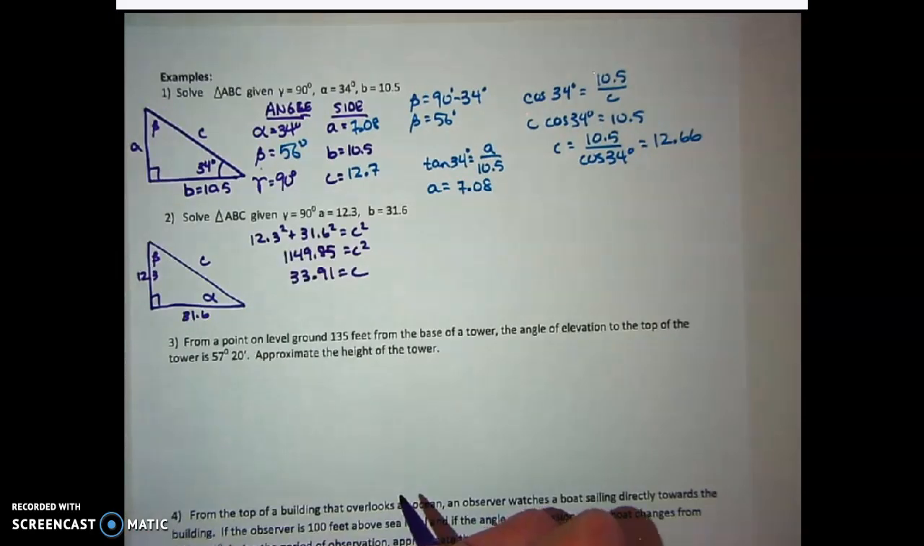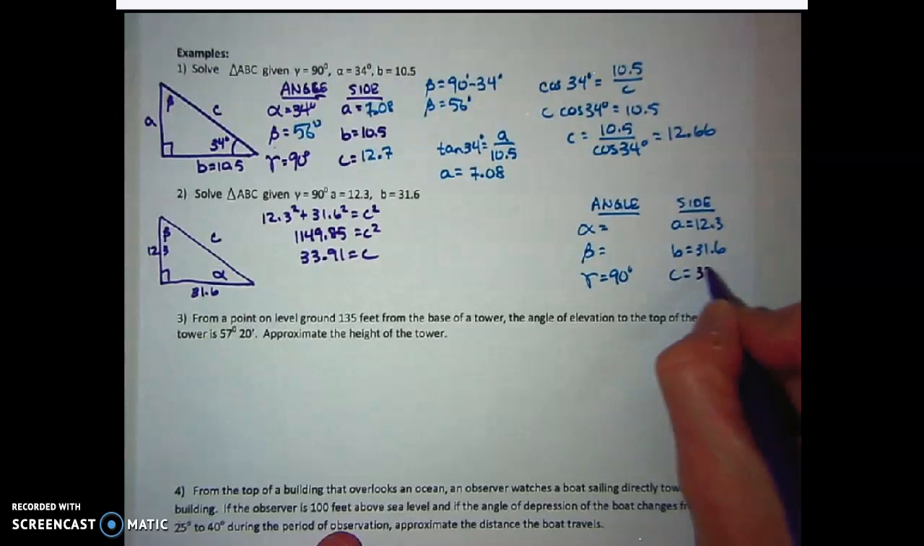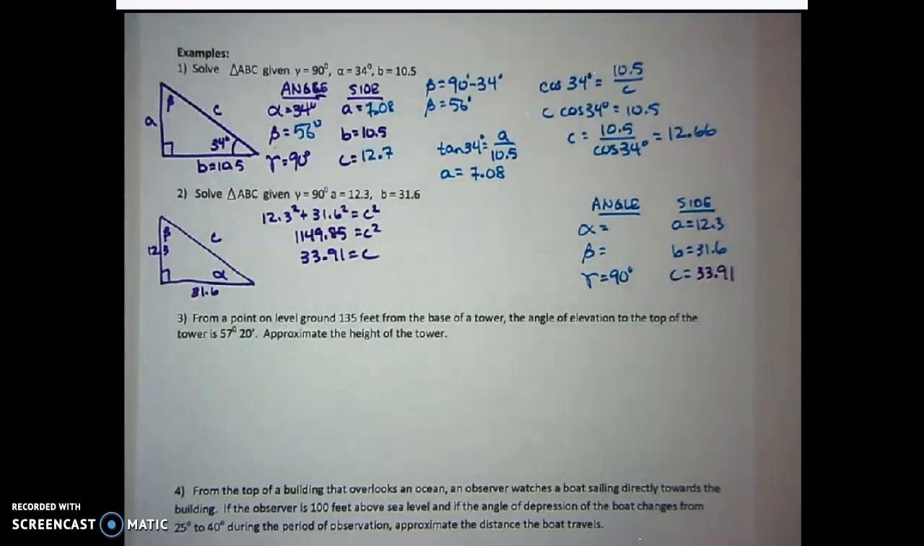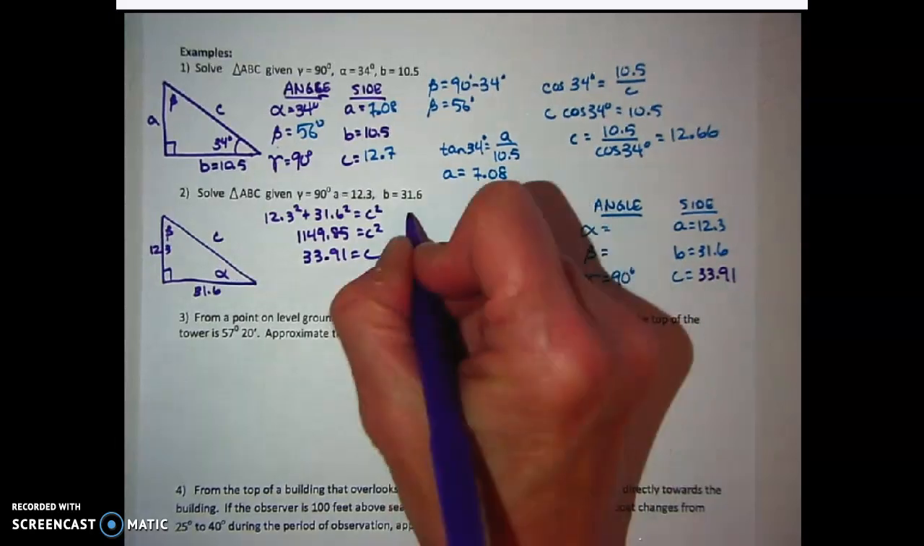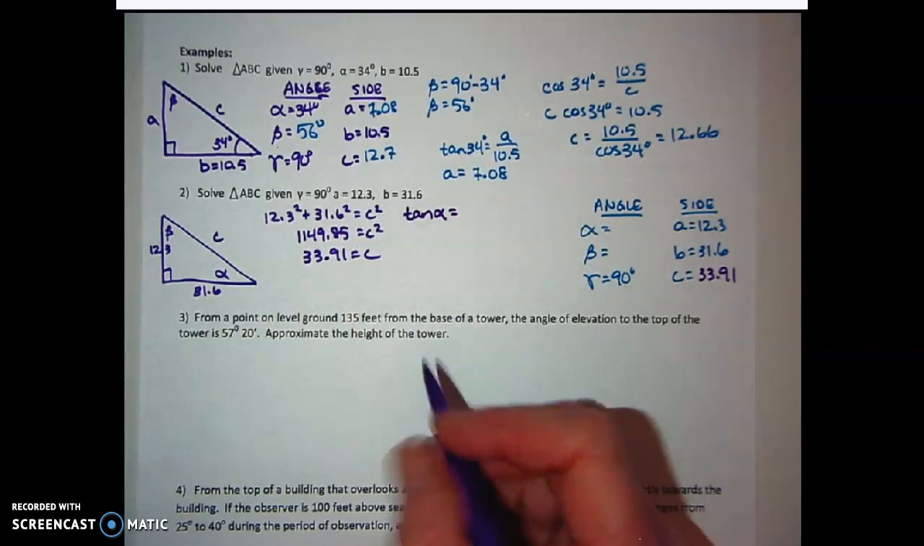In doing the Pythagorean theorem, we get that our side C is 33.91. Oh, I forgot to draw my little chart. We need to do that. So now I can fill in that my side C is 33.91. And now I need to find angle beta and angle alpha. Well, it doesn't matter which one I find first. Either way, I'm not given the hypotenuse, so I'm given an opposite and an adjacent. So I'm going to use that to find my tangent of alpha, which only means it matters which one is on top.